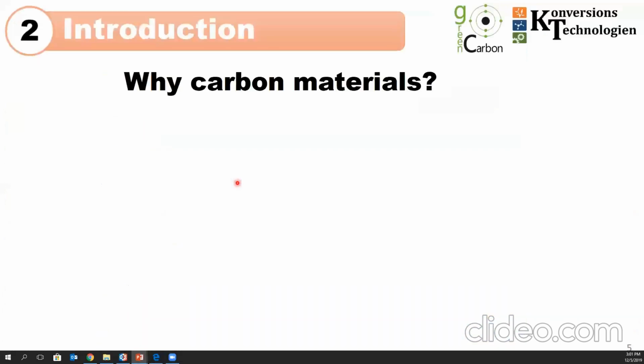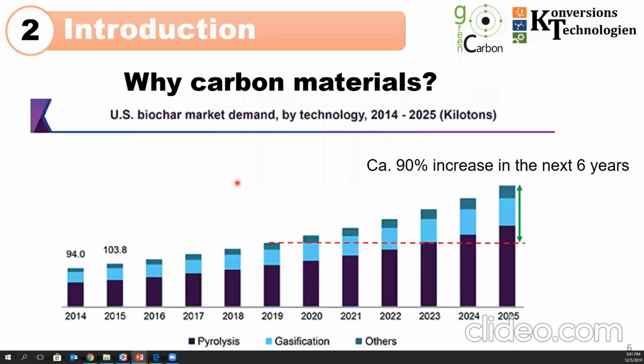So why carbon materials? This is the question. In the previous years, we can observe that the demand for carbon materials, mainly biochar, is increasing over the world. On this chart, there is around a 15% annual increase of the demand for biochar. So it is expected that in the next 6 years, it will grow around 90%.